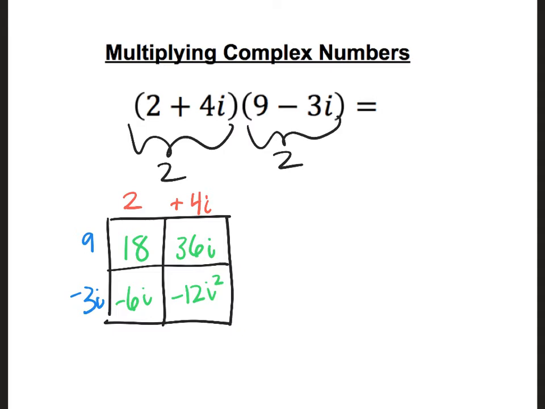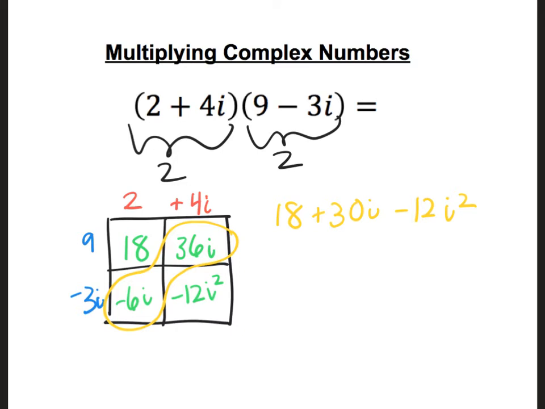As always, we're going to combine our like terms. So I see I have two things in the middle that have i's. So we have 18 plus 30i minus 12i squared.